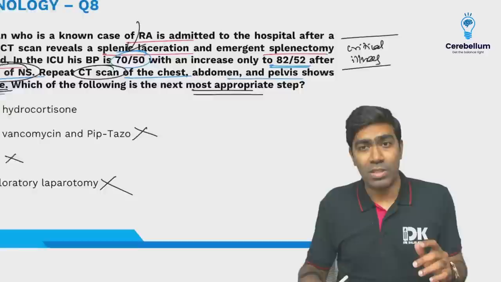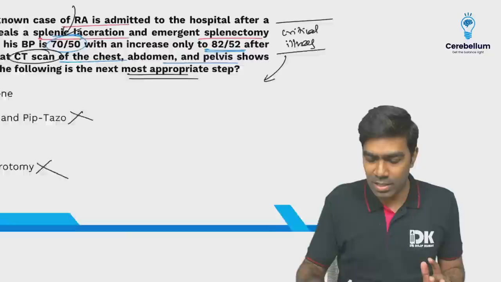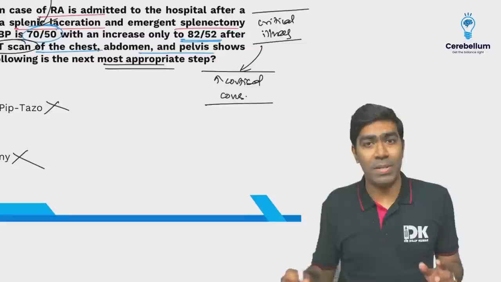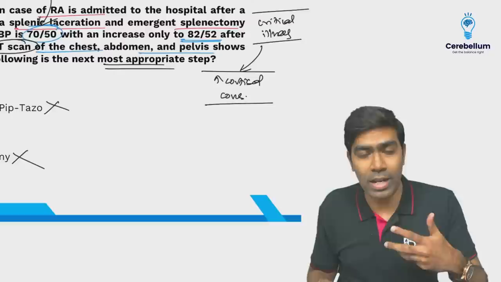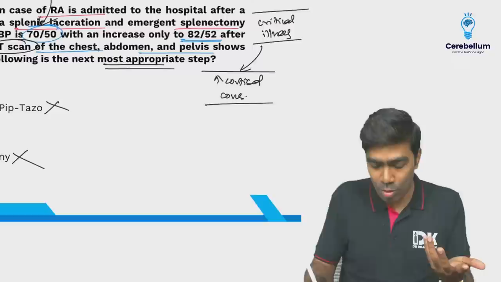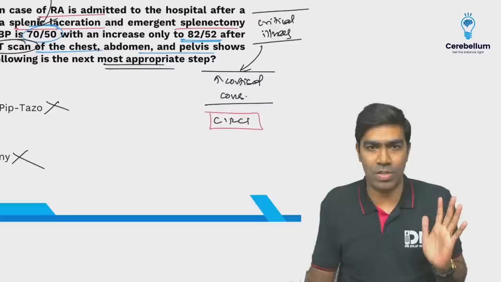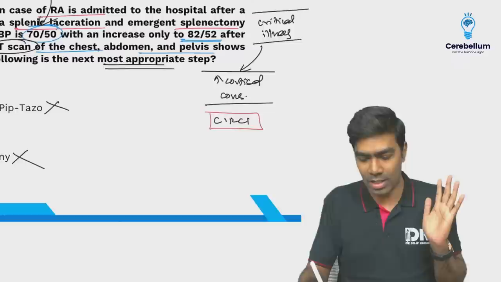In critically ill patients, there will be increased cortisol consumption. Increased cortisol consumption, which means adrenals are producing cortisol relatively better. Adrenals are not having any problem. They are secreting cortisol. But consumption of cortisol by the organs is increasing because of critical illness. This will result in a syndrome called CIRCI. What is CIRCI? That's called critical illness related corticosteroid insufficiency. Critical illness related corticosteroid insufficiency. That's what is occurring here.